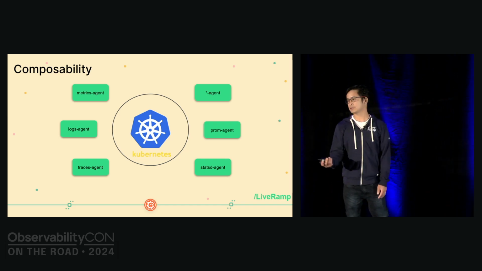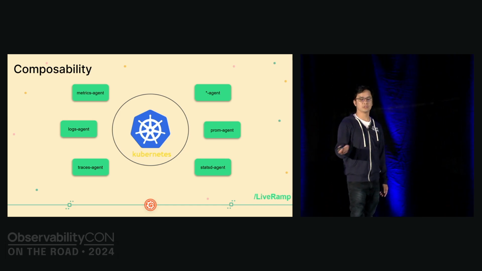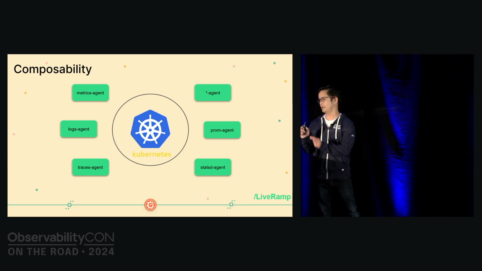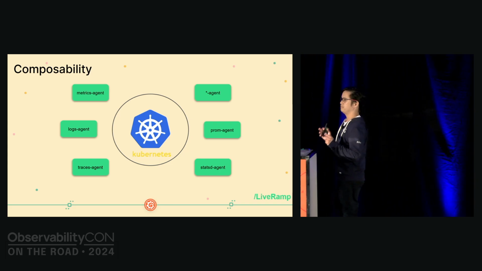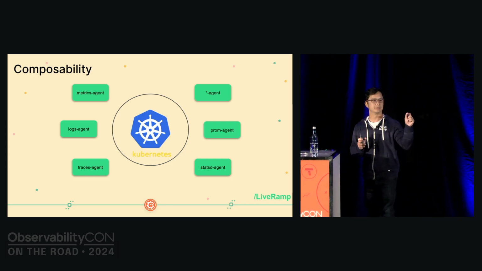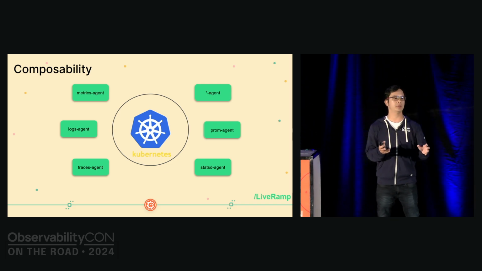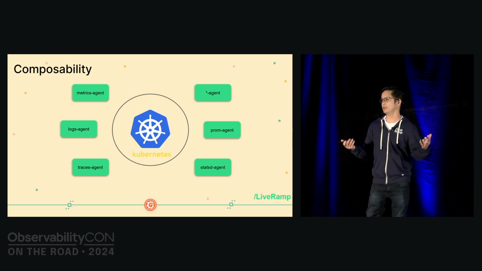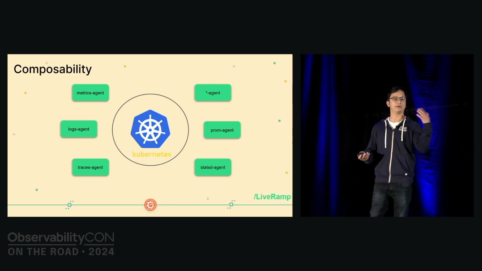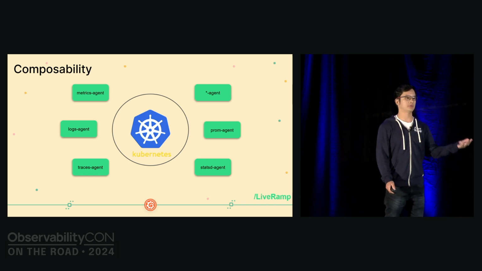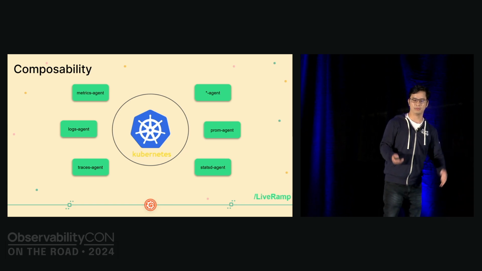And to answer the question about using up too many resources, we created all these agents with very low resource requests, CPU and memory, the bare minimum for it to run. We do give it a higher limit so that it can climb as much as it needs, but usually we don't see that problem.